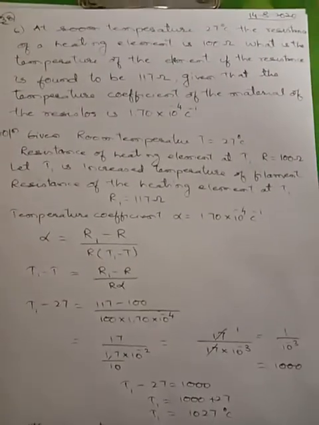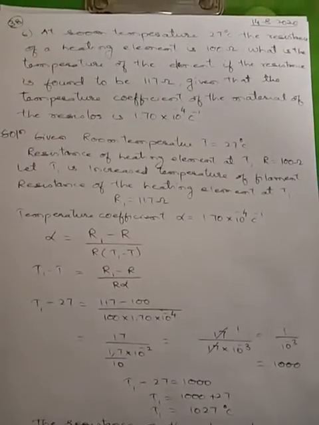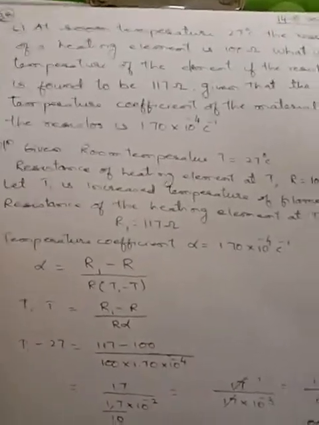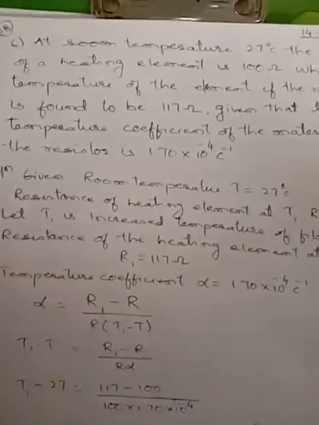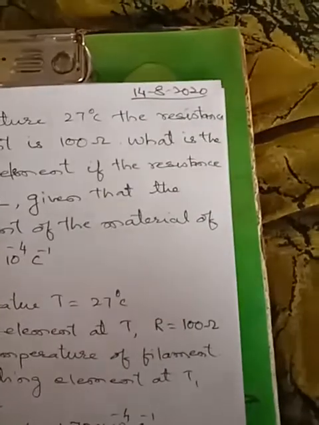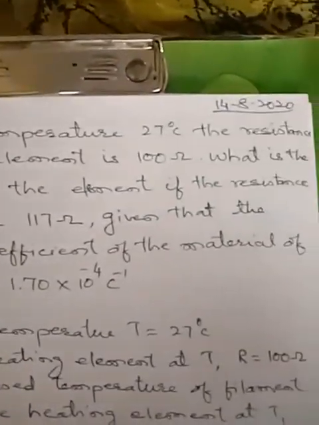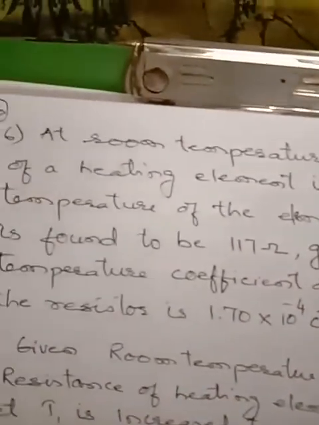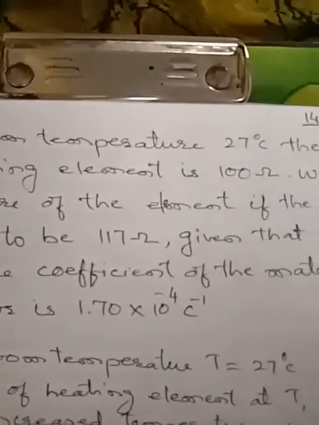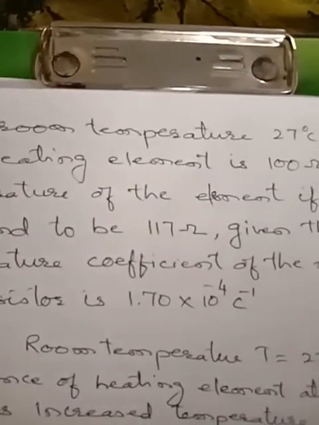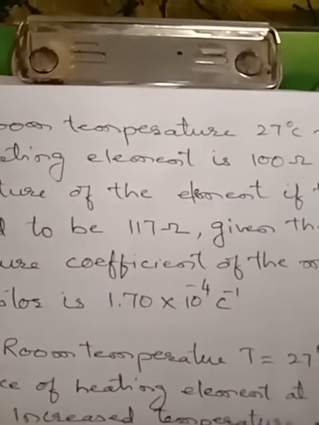Dear students, today we'll start the next problem, question number 6. The problem is: at room temperature, 27 degrees centigrade, the resistance of a heating element is 100 ohm. What is the temperature of the element if the resistance is found to be 117 ohm? Given that the temperature coefficient of the material of the resistor is 1.70 × 10 to the power of minus 4 per degree centigrade.